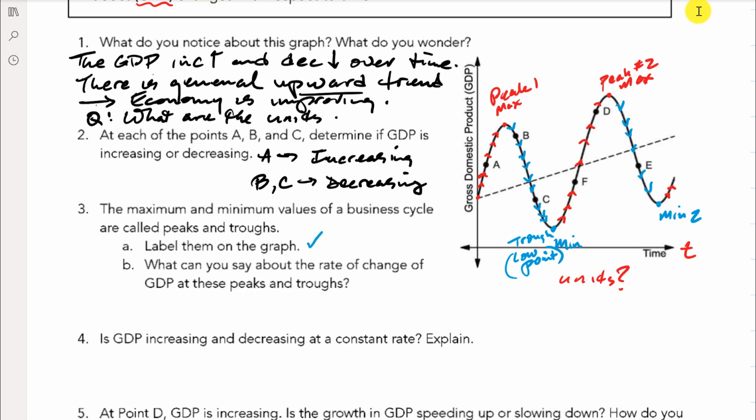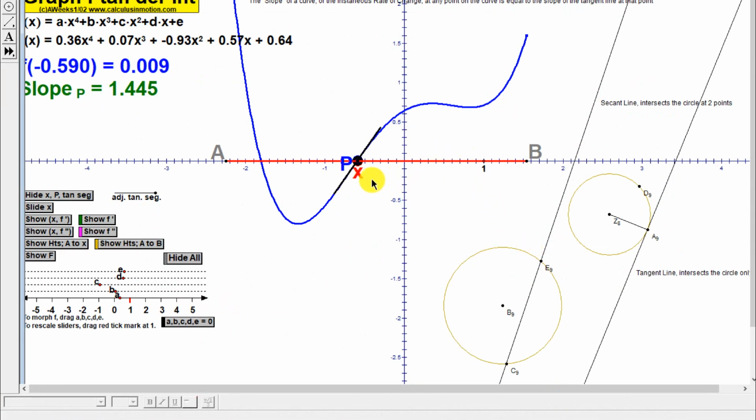What can you say about the rate of change in GDP at these peaks and troughs? Okay, so now let's go to this. I'm going to pick a red pen. The rate of change of the GDP. ROC is rate of change, ROC of the GDP. Now, what is it? Well, let's analyze it here. Let me go back to my little lesson here, using this cool program called Geometry Sketchpad.